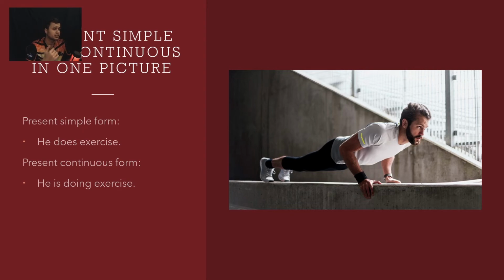What do I mean? In the present continuous form, it's not necessarily something that he does regularly. It could be the first time in his life that he's doing exercise, but the fact is that he is doing exercise at this moment. And if he does exercise, it says something that he does regularly. It's part of his routine, or it could be a habit. The topics that we saw before.